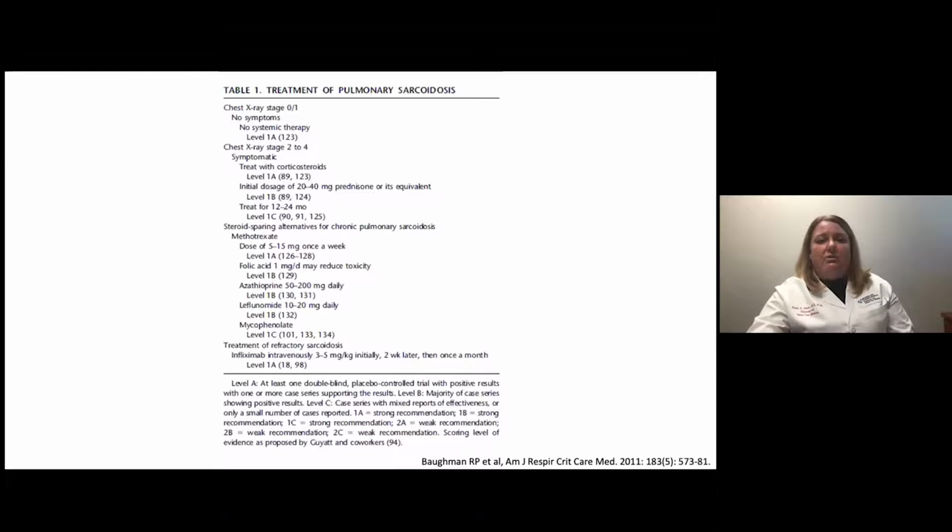And when we think about treating people, you can look at the stages and what evidence there is for treatments. And again, at the top here, you can see that stage 1, no symptoms, just lymphadenopathy, you would not offer any systemic therapy. Stage 2 through 4, it depends on how symptomatic they are, what their lung function is, but the initial treatment is usually steroids. And then we move to steroid-sparing agents, the most common here being methotrexate, which has the most data. And then refractory sarcoidosis can be treated with infliximab therapy, but usually that's after we've moved from steroids to methotrexate or one of the other agents.